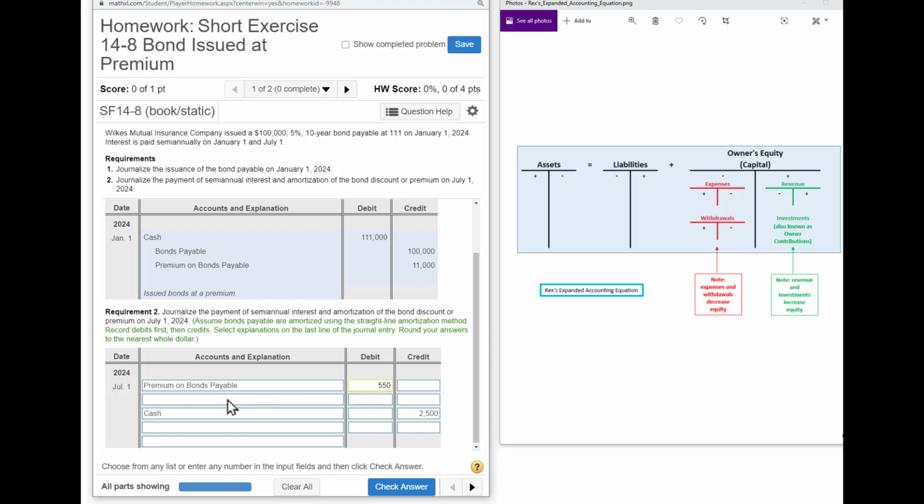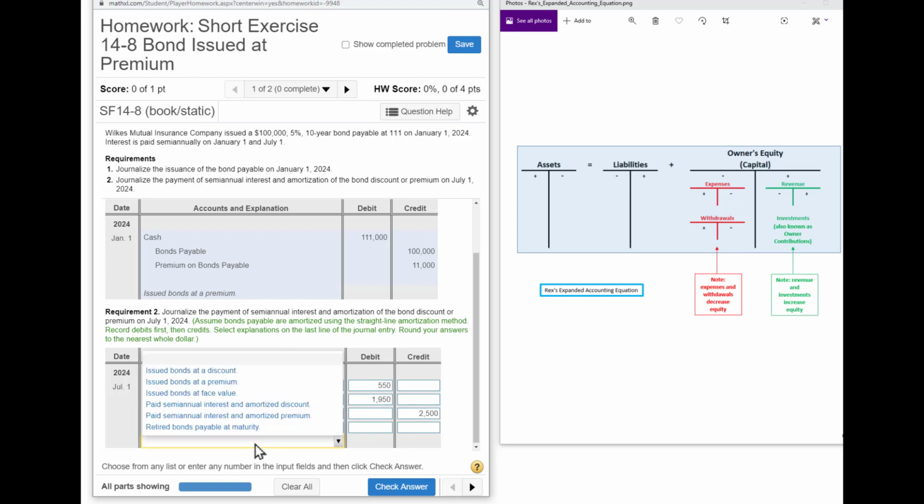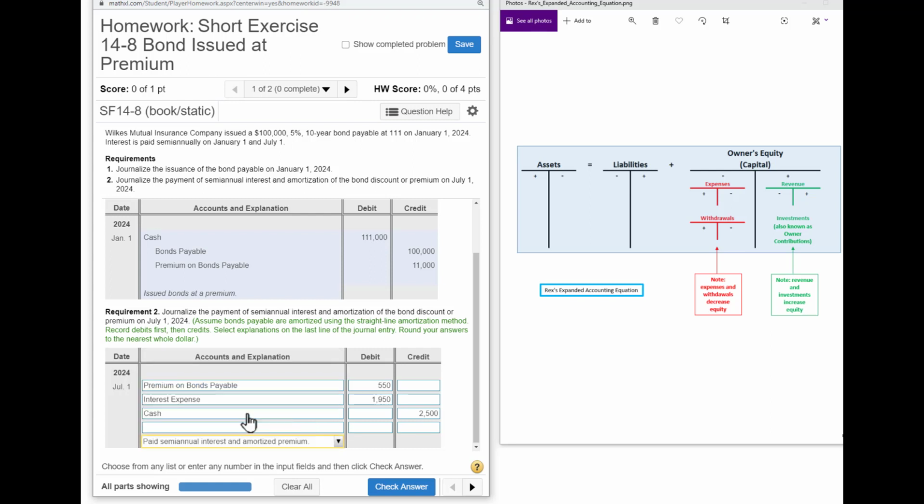Now notice this does not balance. Well, of course not. We need some interest expense because that's what we're paying, interest. And that's going to be an expense for us. And we know interest expense is increasing, so it has to be on the debit side. So that's going to be the balancing amount. To calculate the interest expense, you just take cash, $2,500, minus $550, which gives us $1,950. So double check your work, add $550 plus $1,950, and make sure it equals $2,500. Then we need an explanation, paid semi-annual interest and amortize the premium.